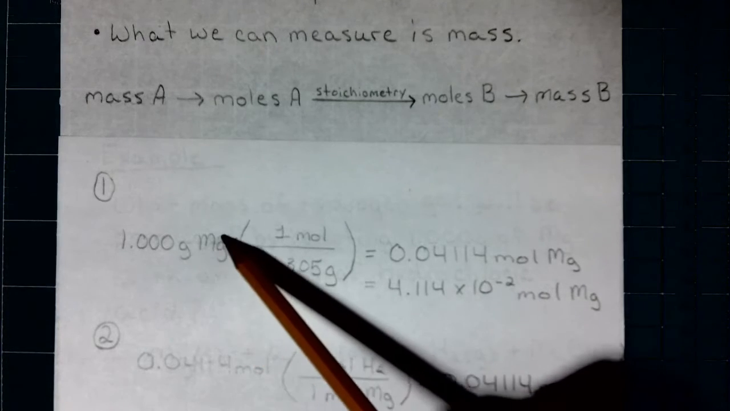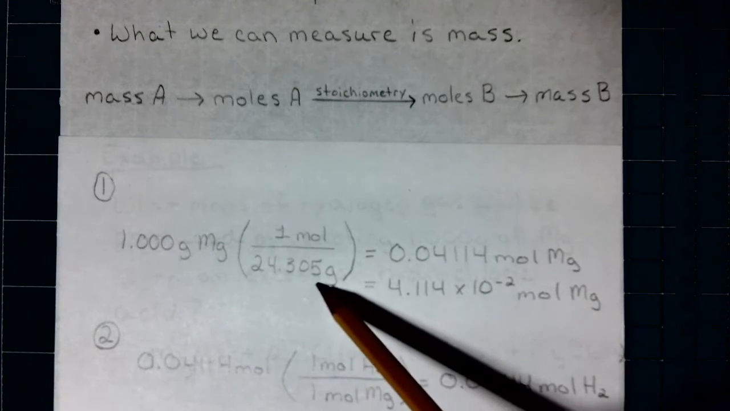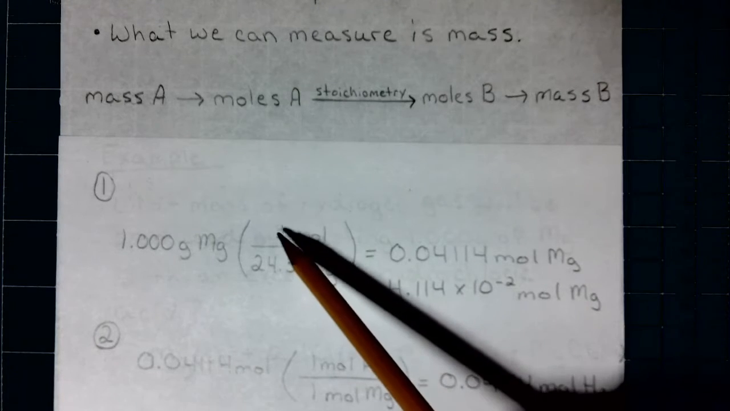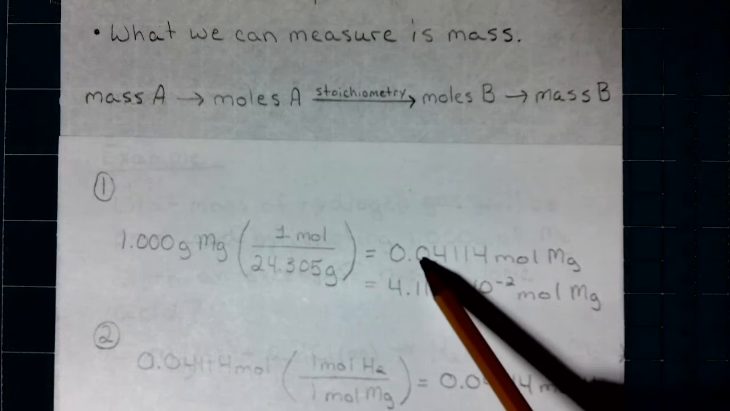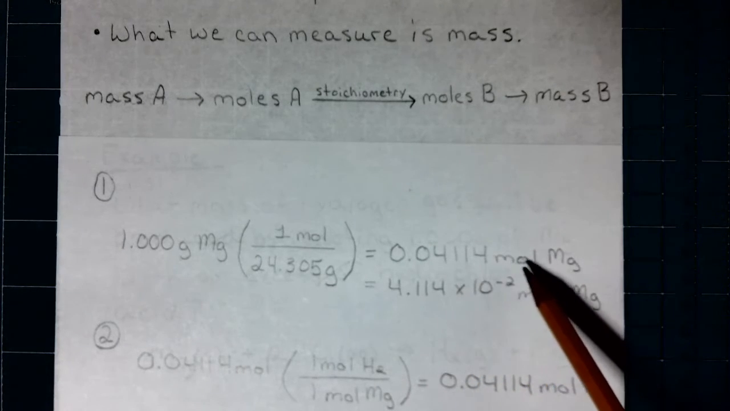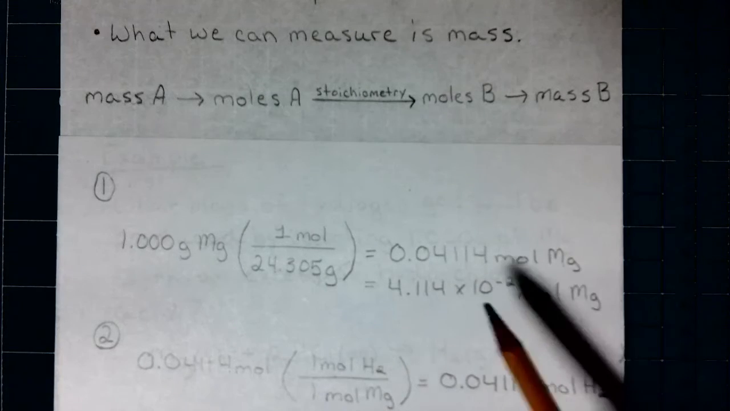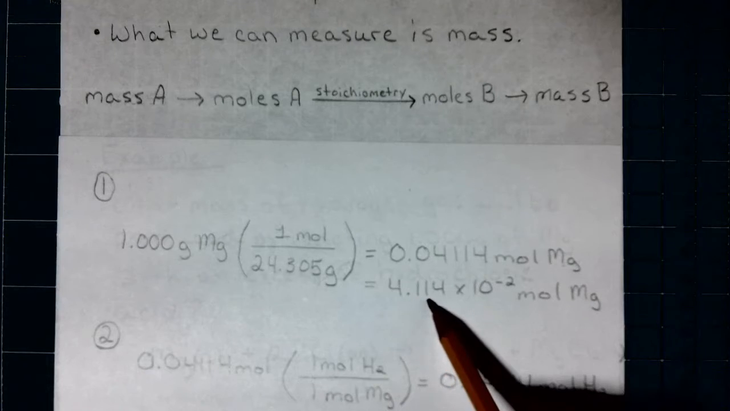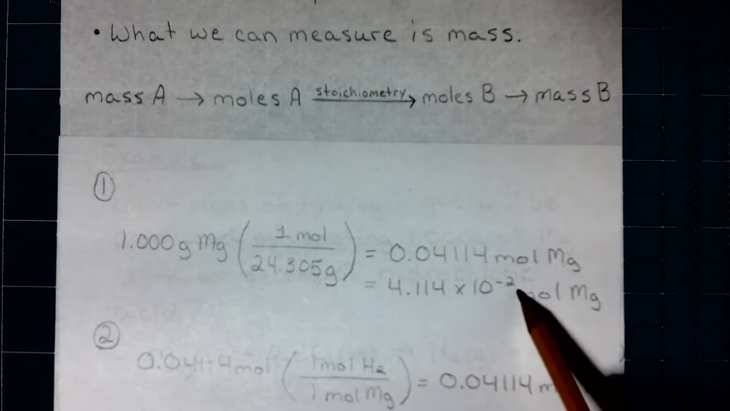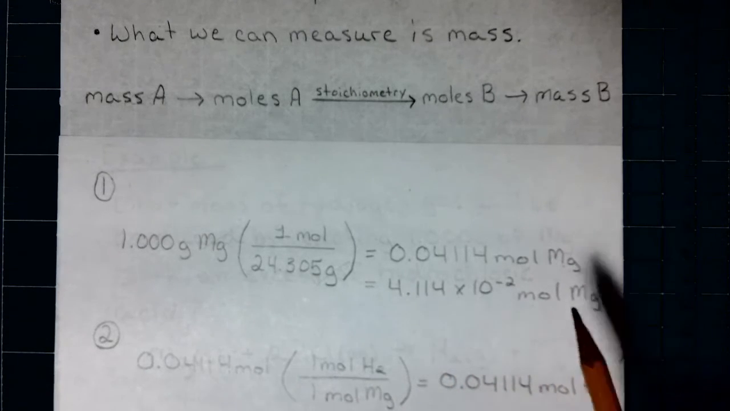We're going to cancel our grams, and we're going to now be in moles, and we can see that that is 0.04114 moles of magnesium, or 4.114 times 10 to the negative 2 moles of magnesium.